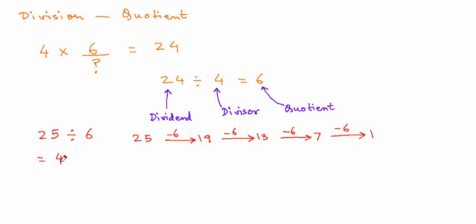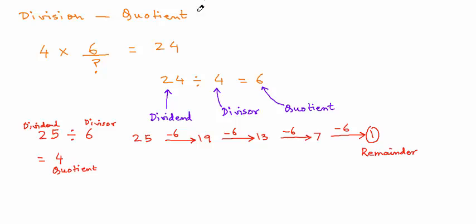But hang on, we have just seen that 4 times 6 is 24 and not 25. This leftover in the end is called the remainder. So we have the dividend as 25, the divisor as 6, the quotient is 4, and this time you have a remainder.